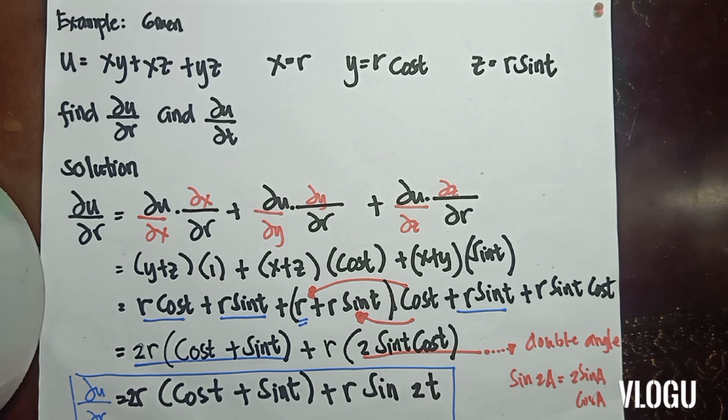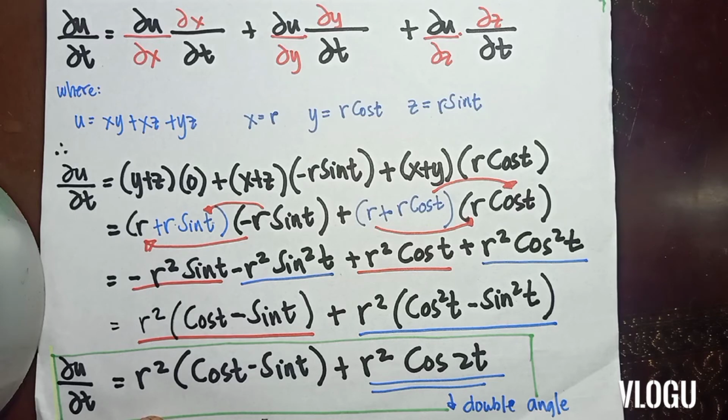So our final answer is 2r times cosine t plus sine t, plus r sine 2t. Why sine 2t? That is from the double angle formula: sine 2A is equal to 2 sine A cosine A. Okay, next example.